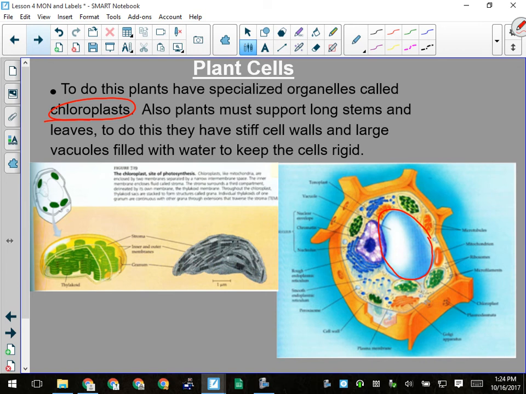All right, so plant cells have chloroplasts, and they have stiff cell walls and large water vacuoles. That helps keep them rigid. Those structures are not seen in animal cells. Those are the primary differences. Not nearly as many things different as there are the same.